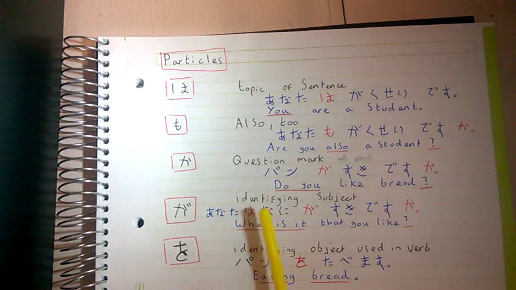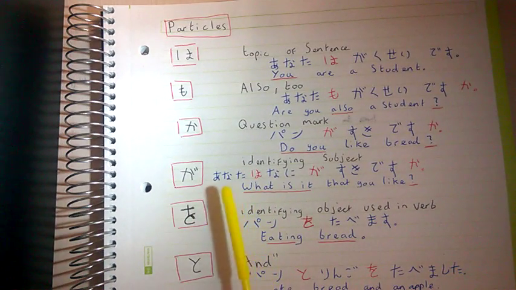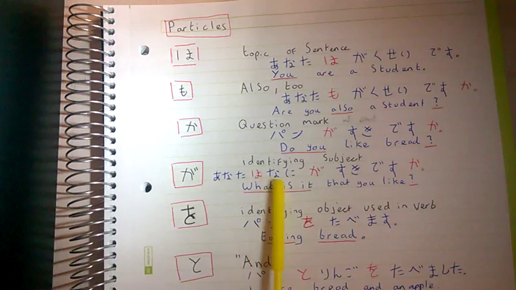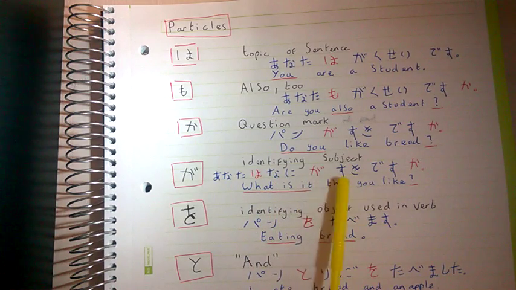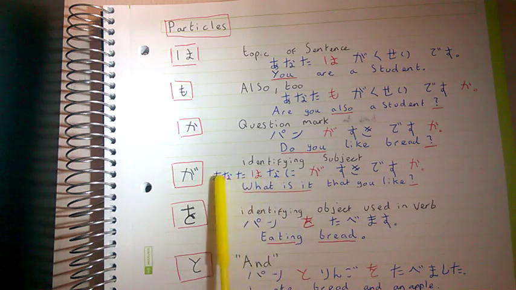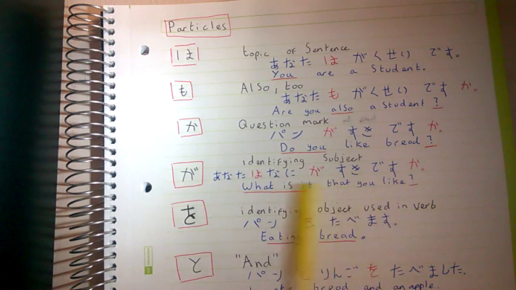Now ga, identifying a subject. So the sentence is anata wa nani, that's the word for what. I'll do a what, where, who, when, how at some point, but anata wa nani ga suki desu ka? What is it that you like? Nani ga, what is it? Anata wa nani ga suki desu ka? What is it that you like?